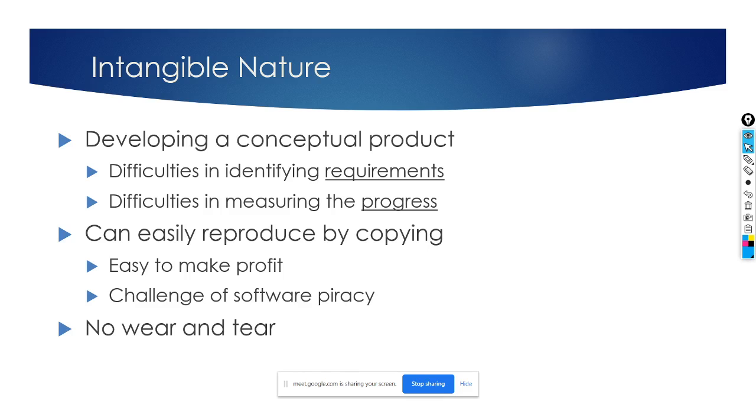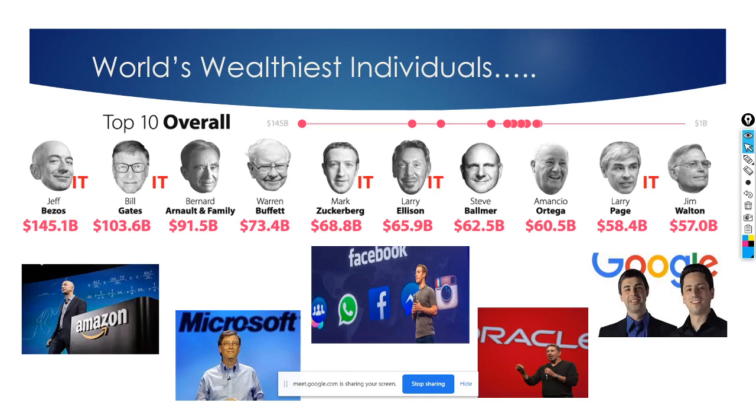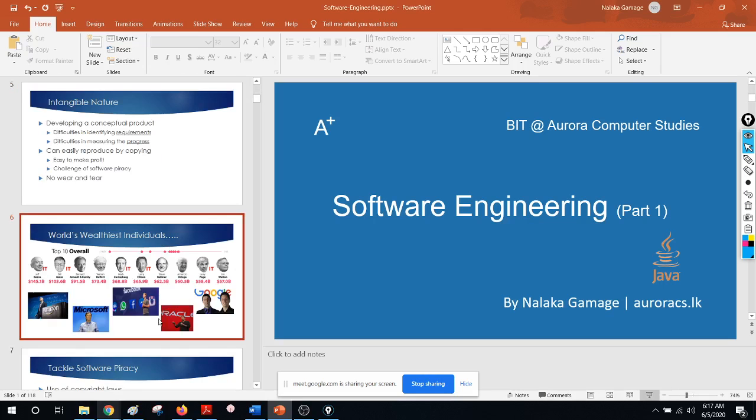So that's something you have to be aware of. Don't think that this is a field that just makes a few millions of dollars. No, this is a multi-billion dollar business. Okay, so just 1 minute.